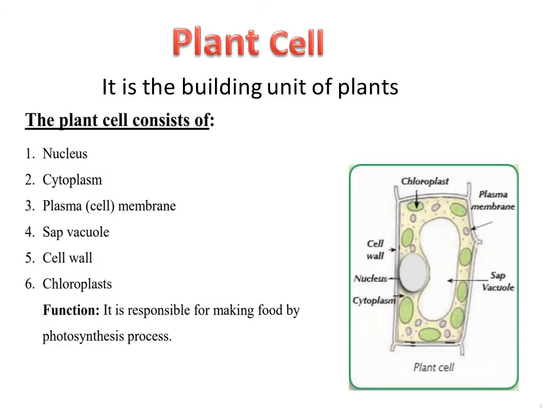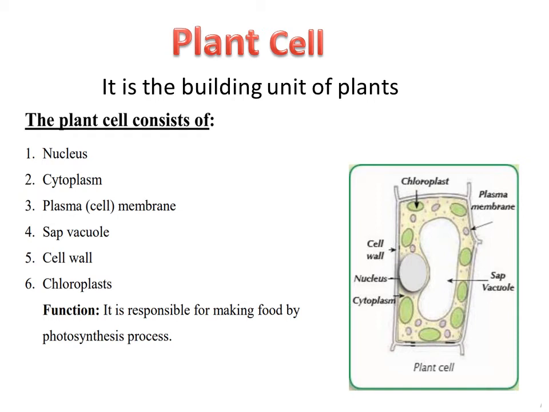Second is the plant cell. It is the building unit of plants. The plant cell consists of nucleus, cytoplasm, plasma or cell membrane, and sap vacuole. It's not a small vacuole. These are the similar components between animal and plant cells. But number 5 and 6, the cell wall and chloroplasts, you can find them only in the plant cell, not in the animal cell.